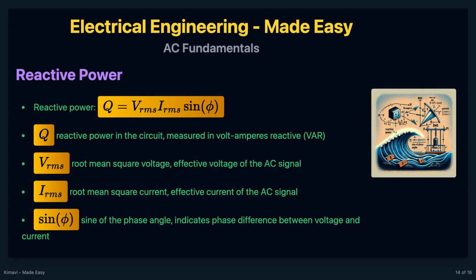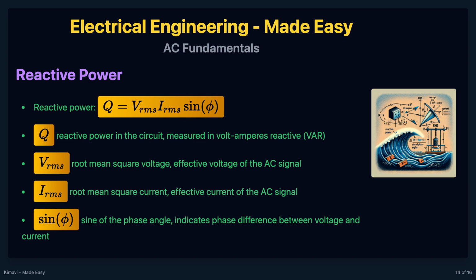Reactive power, denoted as Q, is an important concept in AC circuits. The formula for reactive power is Q equals VRMS times IRMS times sine of phi. Let's break it down. Q is the reactive power, measured in volt-amperes reactive, or VAR. VRMS is the root mean square voltage. This is the effective voltage of the AC signal, meaning it represents the equivalent DC voltage that would produce the same amount of power in a resistive load.